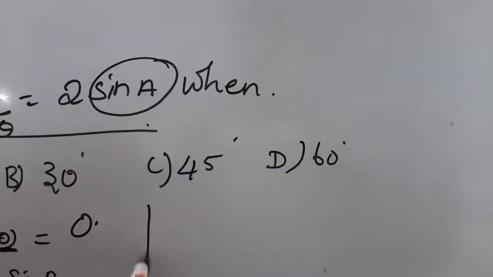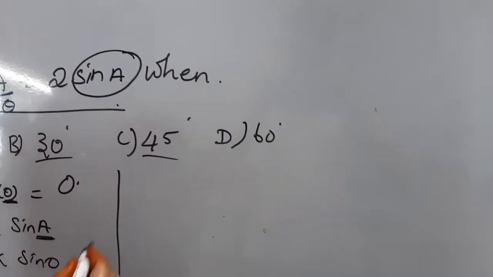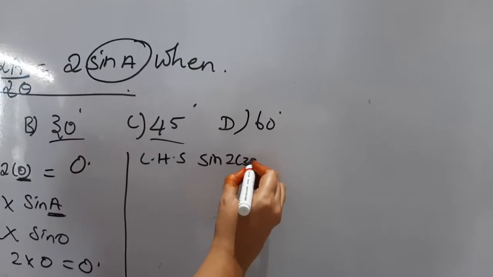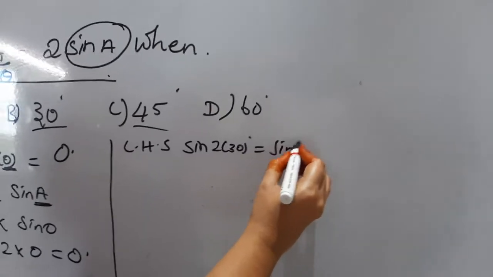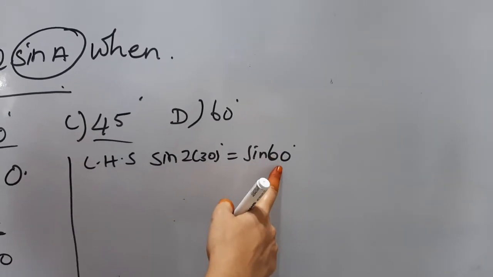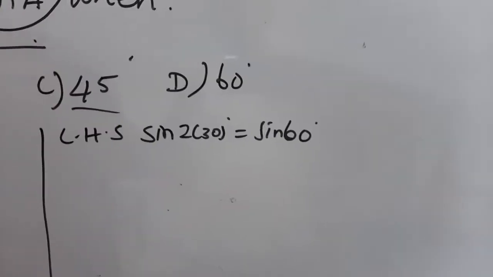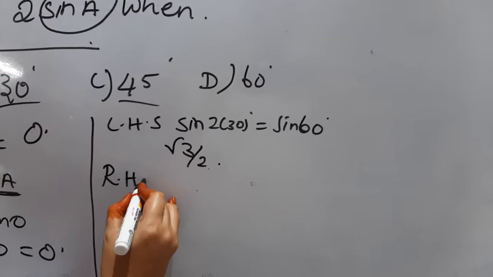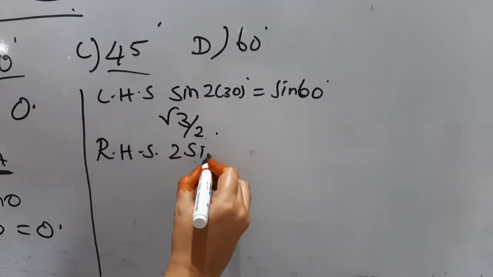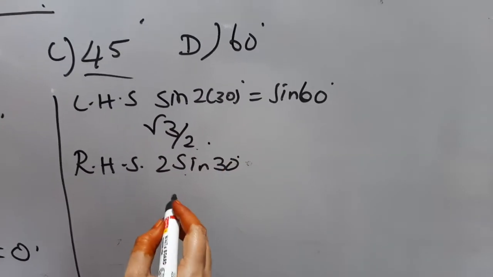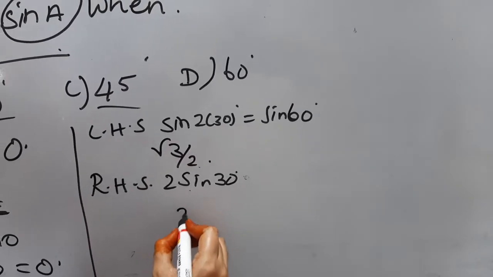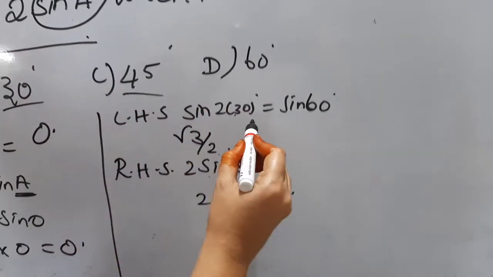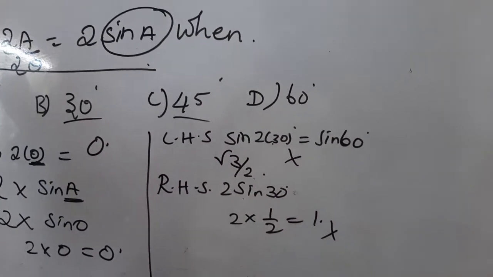Let us not stop with it. Let us check for 30 and 45 also. Left hand side, if I take sin 2 into 30, it becomes sin 60. Sin 60 value is root 3 by 2. When I take my right hand side, I will get 2 into sin 30. Sin 30 value is 1 by 2. So 2 into 1 by 2 is equal to 1. Therefore, this expression is not true for the angle 30.